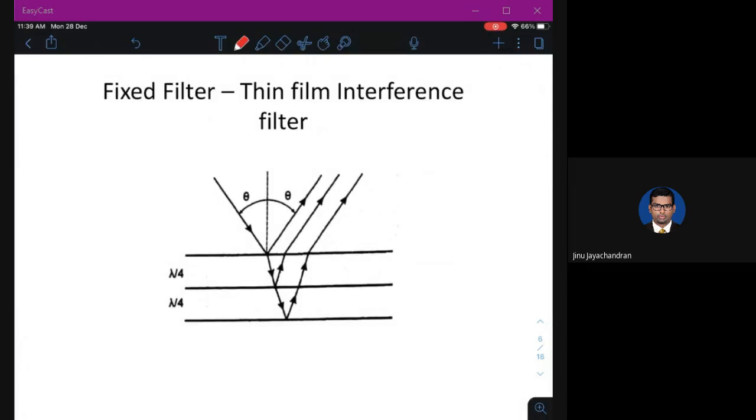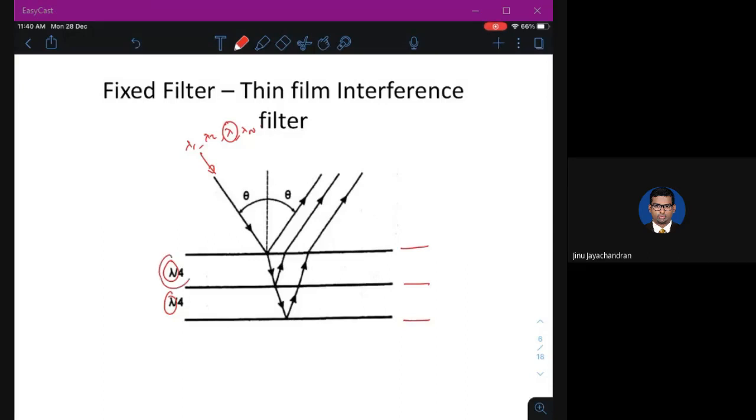Now, the thin film interference filter is a commonly used fixed filter. For example, in this case, let's say you fix lambda. You have some wave incident here, which will have lambda 1, lambda 2, lambda, and let's say lambda n. Okay. Now, this thin film interference filter will make sure that you will filter out only lambda. Now, how it works is, the thin film interference filter has multiple layers.